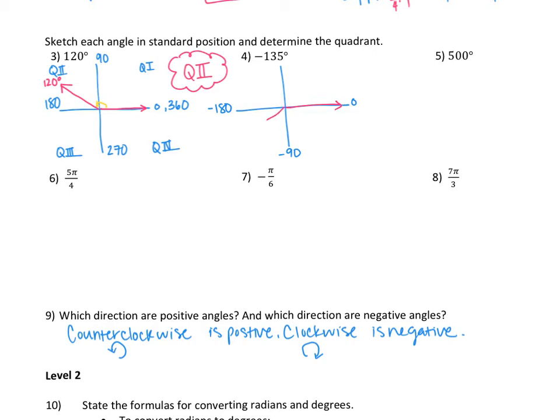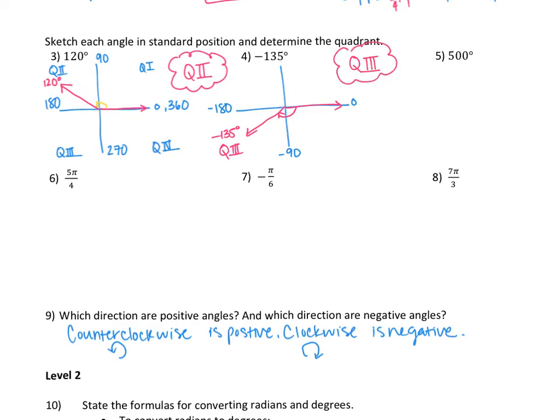So that means our initial angle starts right here. Our terminal angle is going to be somewhere in the third quadrant because negative 135 is somewhere between negative 180 and negative 90 degrees. So I can't pass 180. I have to be somewhere in this quadrant here. And so this is in the third quadrant.